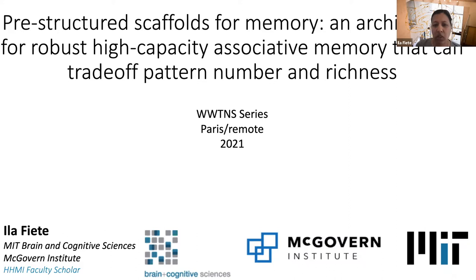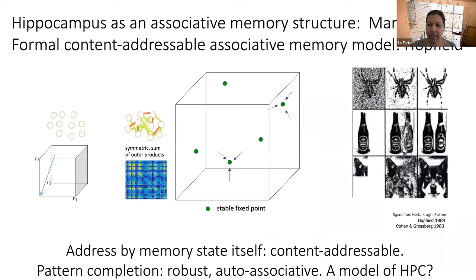And the things that I want to discuss today on that front are the question of associative memories and models of associative memory in the brain. In particular, my title is to understand the role of pre-structured states and scaffolds in memory, and to propose an architecture that permits high capacity associative memory that also exists on a continuum, where it's possible to trade off having multiple states in memory and having more or less detail for each of those states in memory. So this is what I want to focus on. And without further ado, let's talk about it.